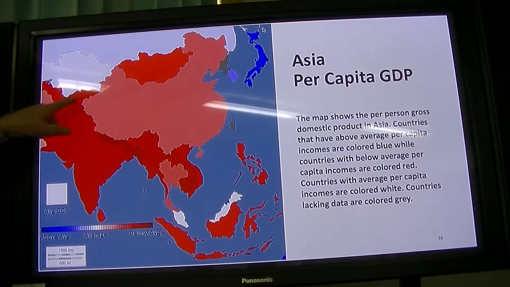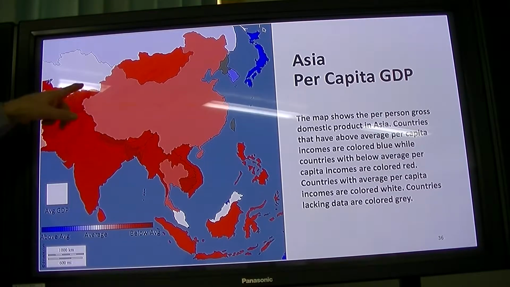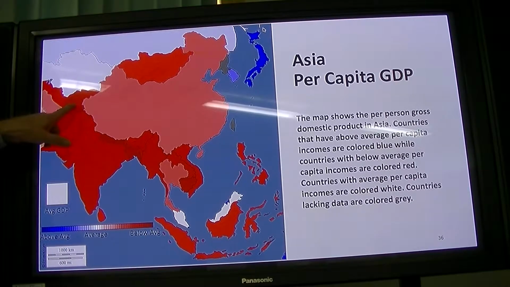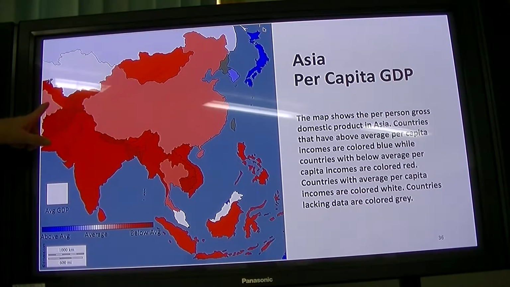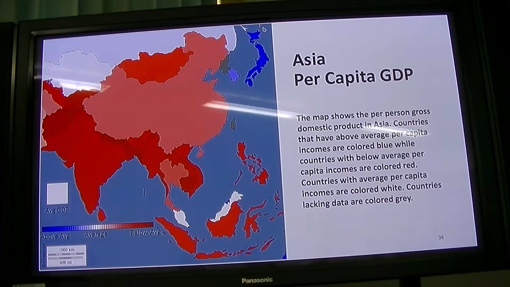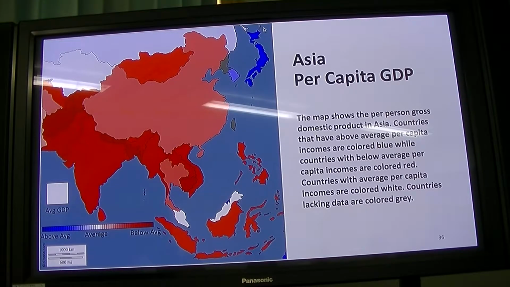Then you've got some very poor countries. These Central Asian countries are quite poor. That's Kyrgyzstan, Tajikistan, Uzbekistan, relatively poor. That's Turkmenistan, right there. I think that's oil wealth in that country. But many of those countries are relatively poor.